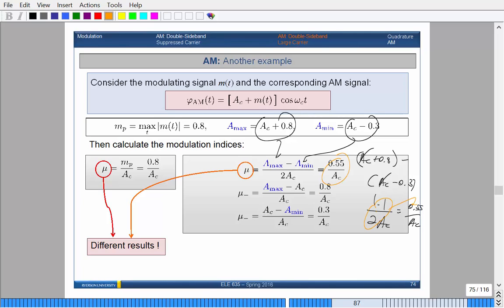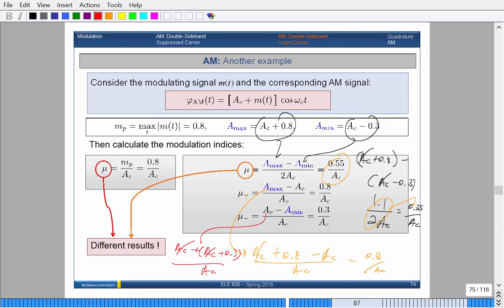Okay, so if you want to figure out what the positive modulation index is, it's A sub max subtract A_c. So in this case, you have A_c plus 0.8 minus A_c, divided by A_c. So this cancels out, and we're left with 0.8. That's totally fine. And then we have the negative one now, right? So here we have A_c subtract A_c minus 0.3 divided by A_c. So these cancel, minus minus becomes a positive, and this is what we get.